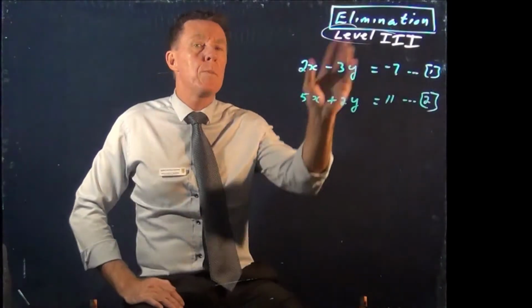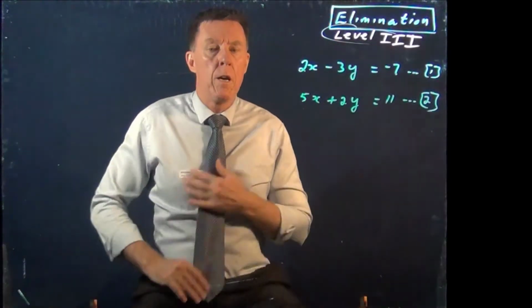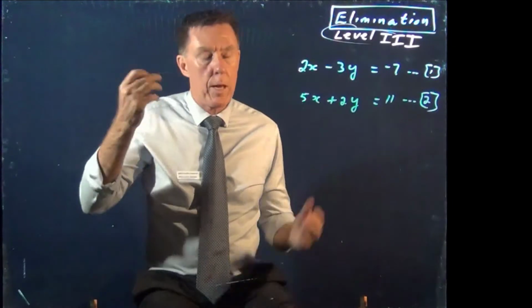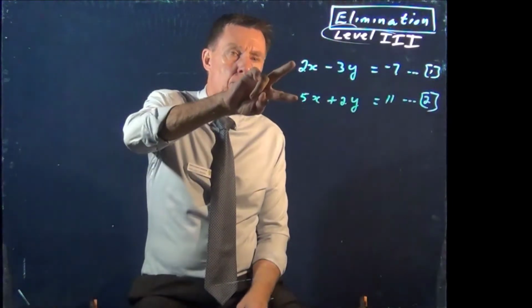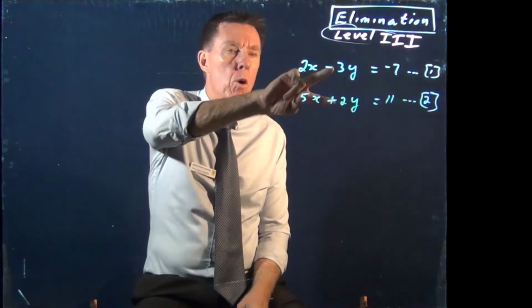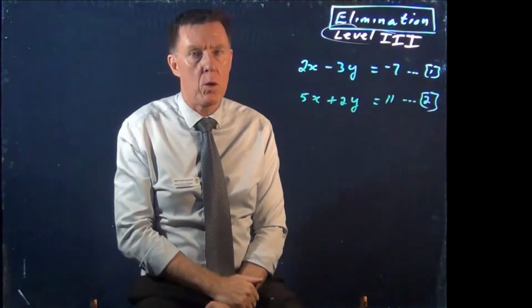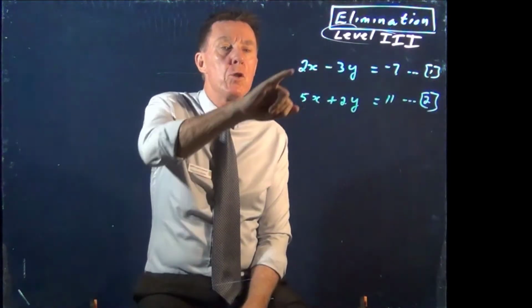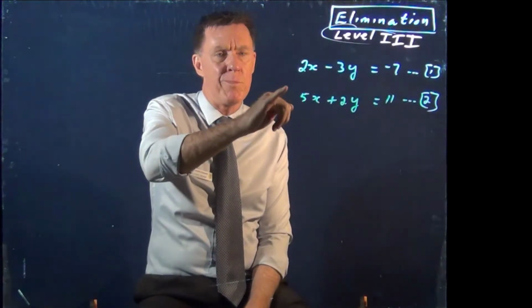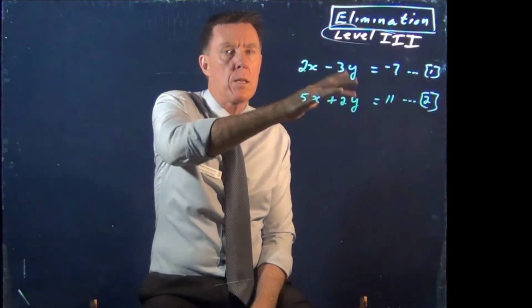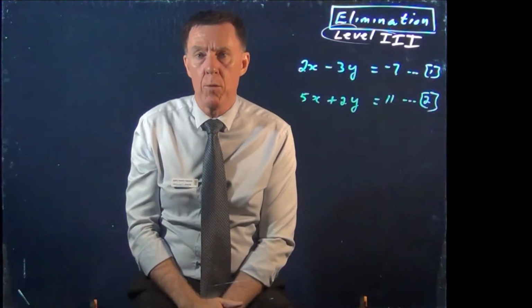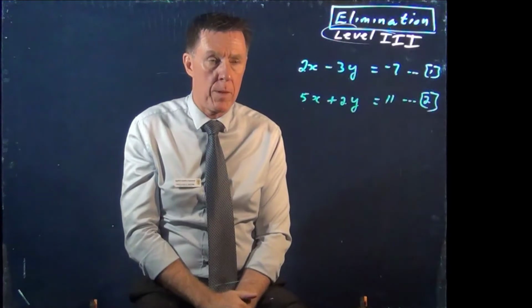Now let's have a look at elimination level 3 type problems. First thing, we should always check, do we have a level 1 problem? In front of the x we have a 2 and a 5, in front of the y 3 and a 2. They're not the same, so it's not a level 1. Can I turn a 2 into a 5 easily by timesing? No. A 2 into a 3 easily? No. So it's not a level 2, so that makes it a level 3.